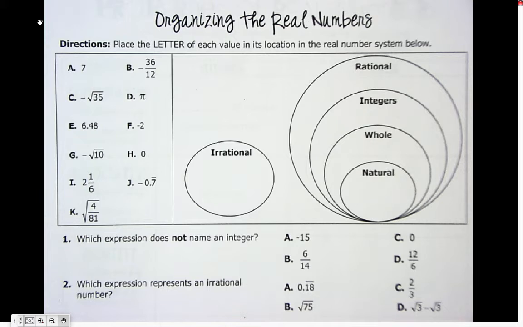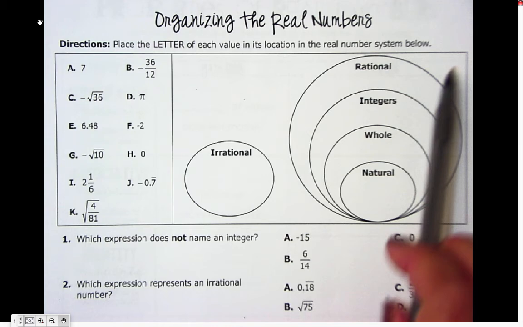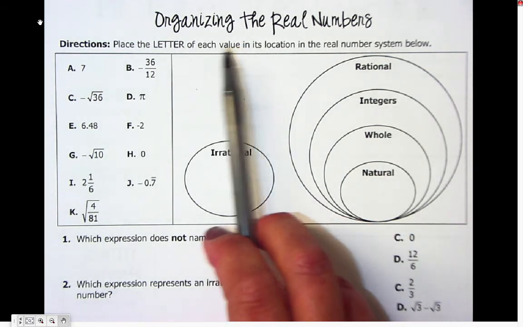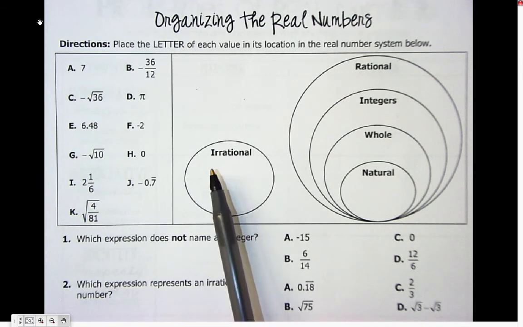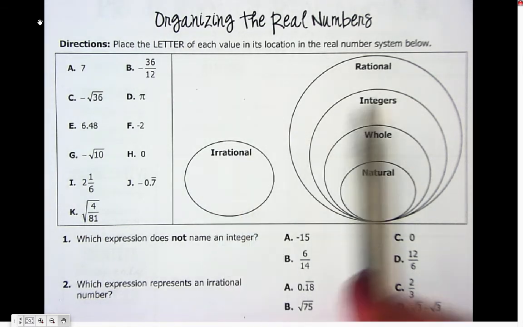And so we have basically real numbers. All the numbers that we know are real numbers. So any number we know is going to go somewhere in this box. Then the numbers are broken up into two categories. They're either irrational or rational.